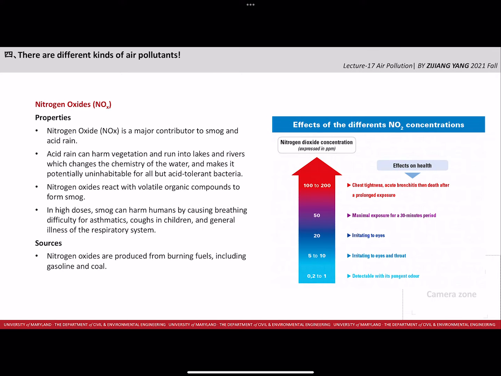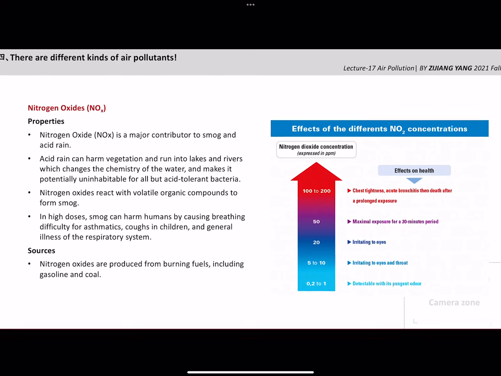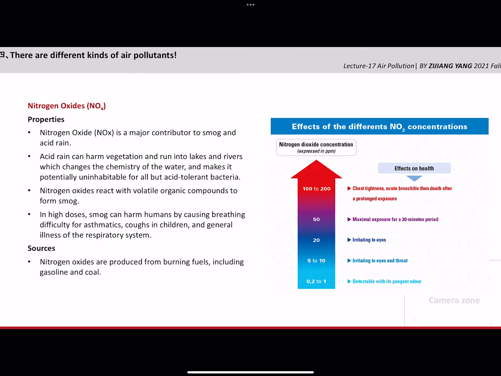The next one is nitrogen oxide. For nitrogen oxide, I think it is very famous because it can form acid rain. Basically, we have nitrogen dioxide in the air. It can react with oxygen and water in the atmosphere, and finally it can become nitric acid. This nitric acid can dissolve in the rain to make acid rain. As mentioned here, it is a major contributor to smog and acid rain.